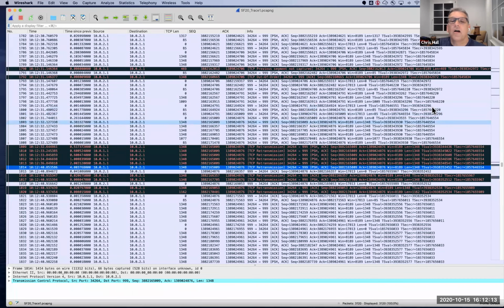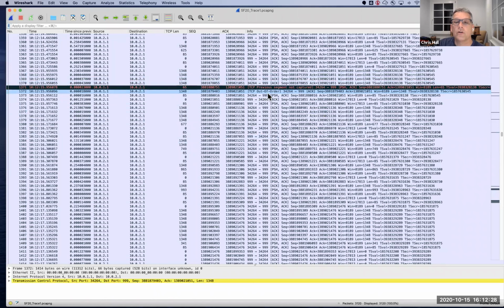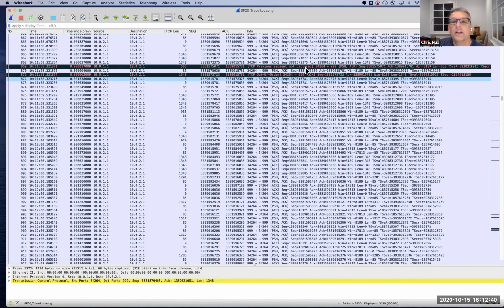Now, before I get there, we'll cut to the punchline later. Sometimes we get some things. I have a previous segment not captured and a TCP out of order. So this is packets getting out of order, but it is packets getting out of order in the monitoring environment, not in the real world. Because if it was in the real world and I had packets out of order, I would have seen a duplicate ACK.